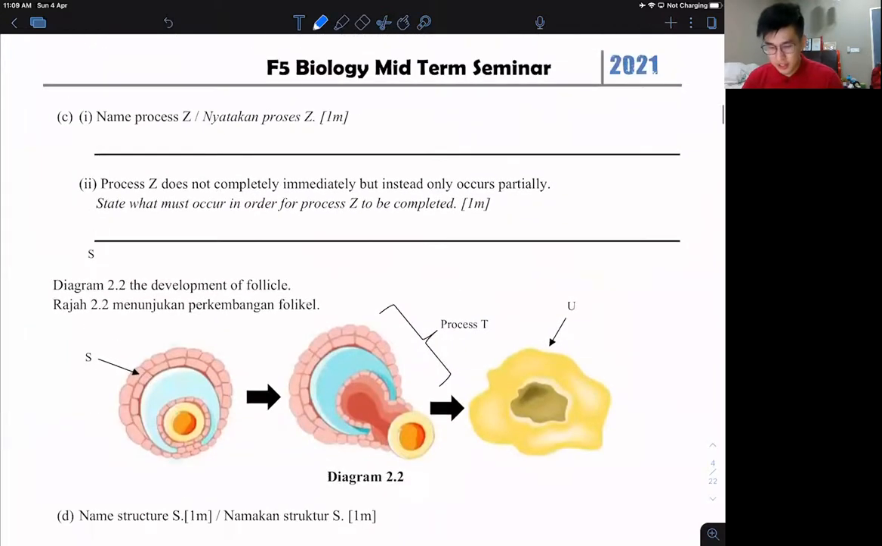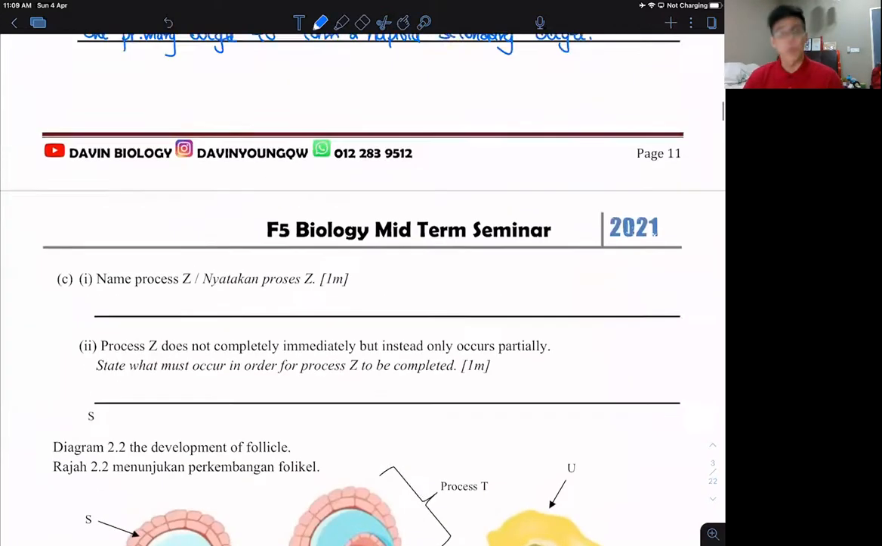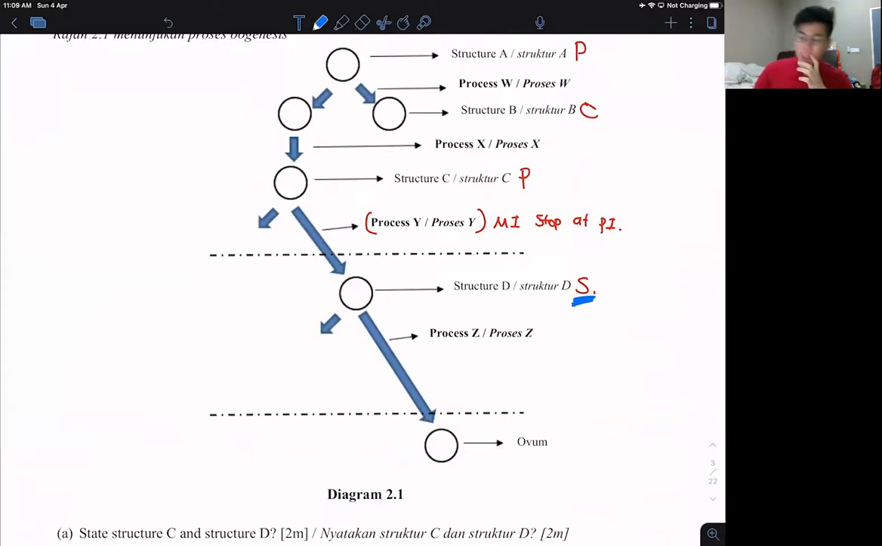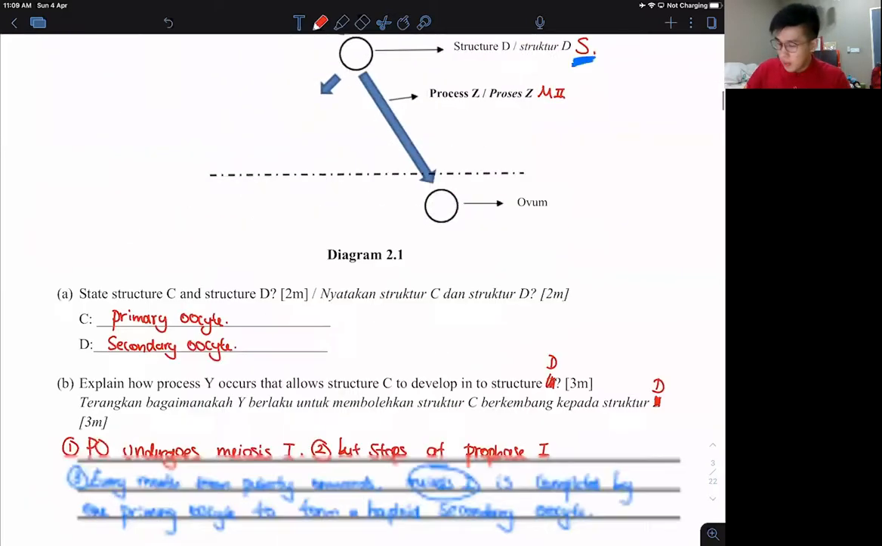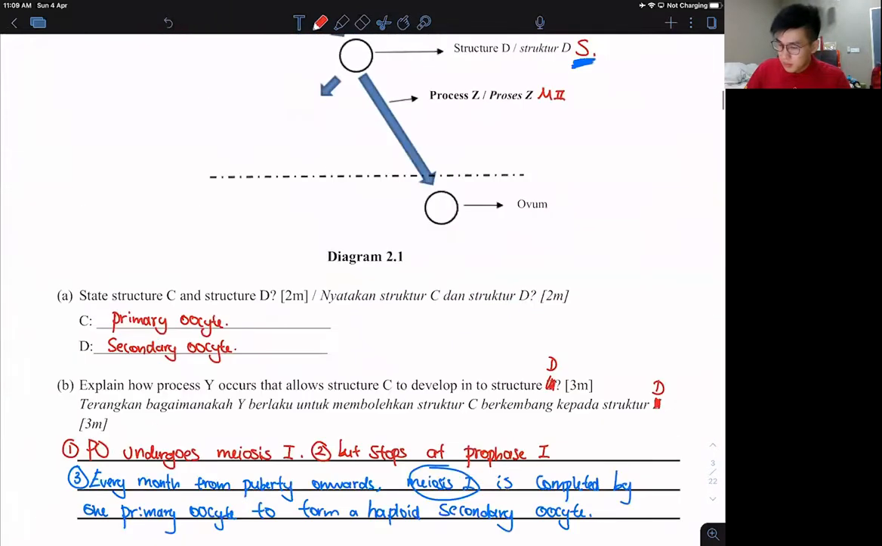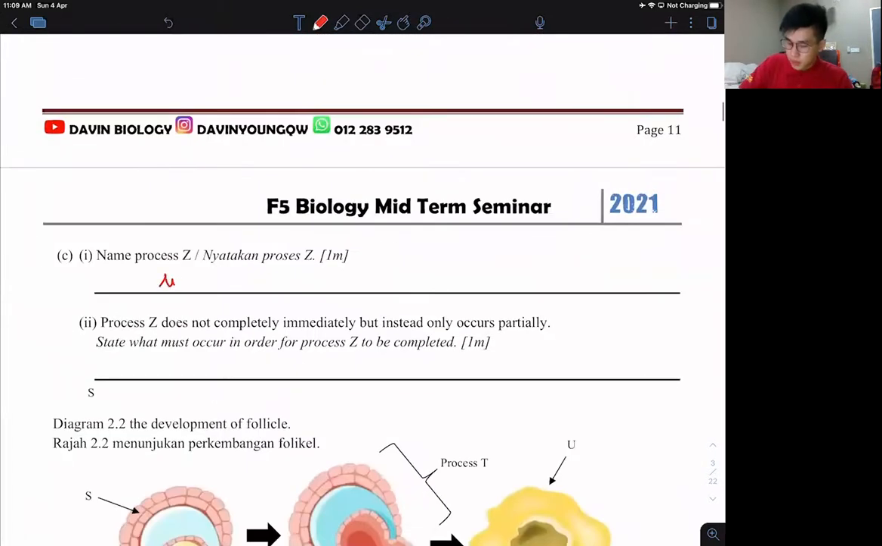C and D over here. Name process Z. So just now was meiosis 1, process Y. So obviously now process Z will be meiosis 2. So now only is meiosis 2, the last process. So you can see, since the ovum doesn't have a tail, that's why it doesn't undergo differentiation. That's why it stops already. Don't have differentiation. Okay. Meiosis 2.